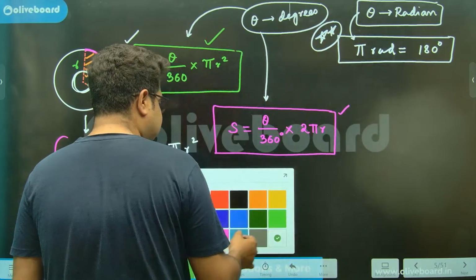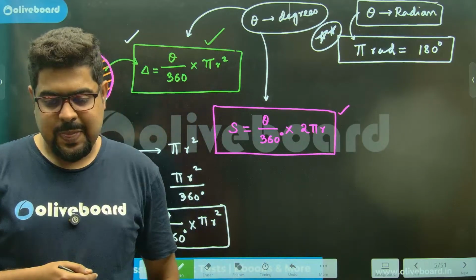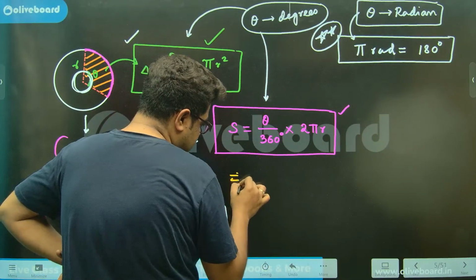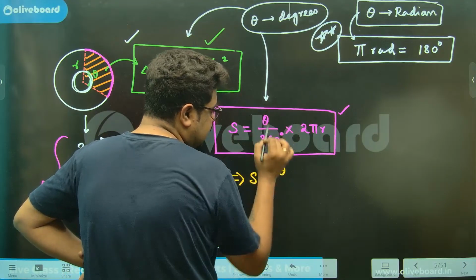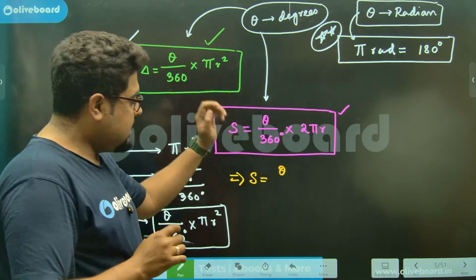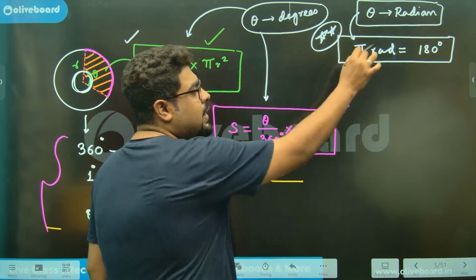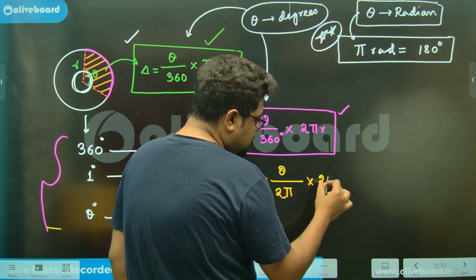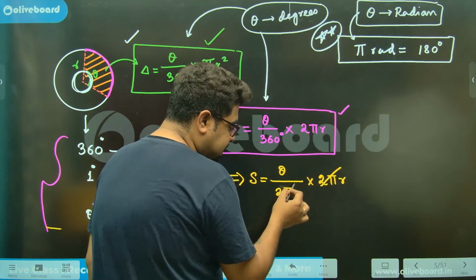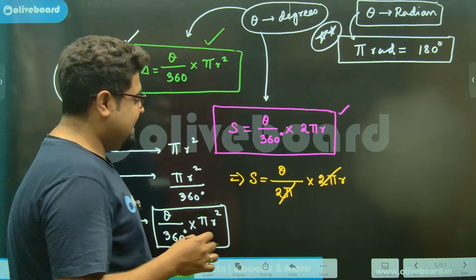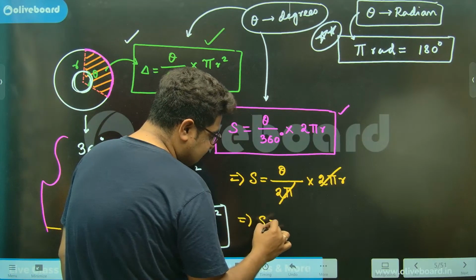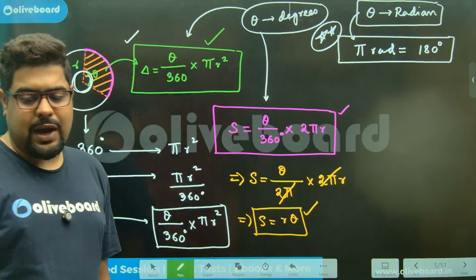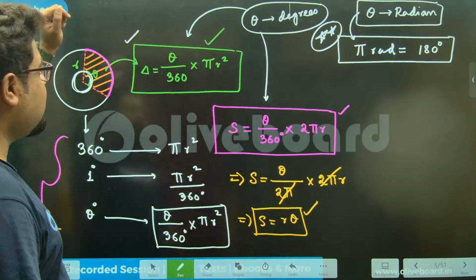And you will get the very famous formula S equals r theta. How? 180 degrees is pi radian. So S is theta, now taken in radian, not in degree, over 360 degrees, meaning 2 into 180, so 2 pi radian, into 2 pi r. You see what happens: 2 pi cancels, and we end up getting S equals theta into r, but the most common formula is S equals r theta.